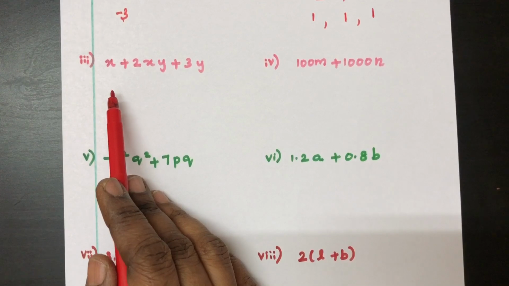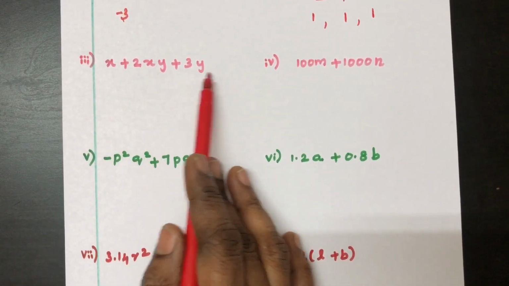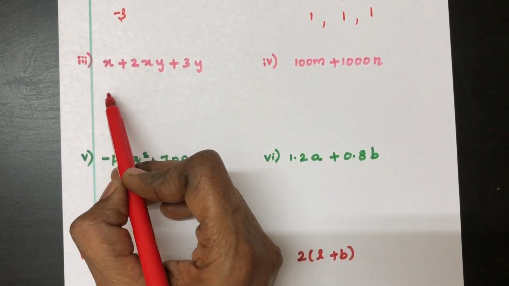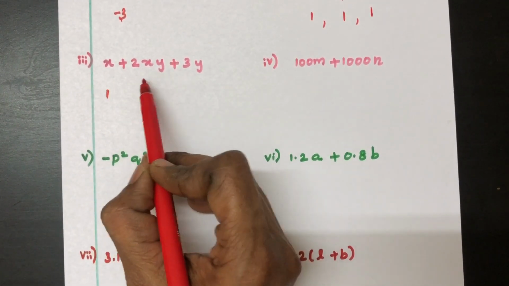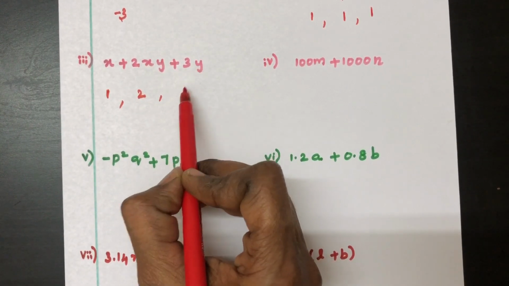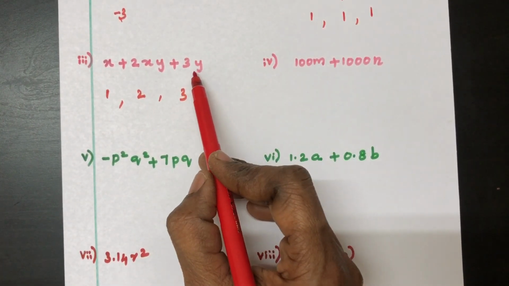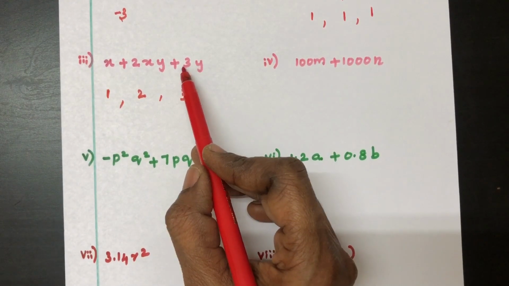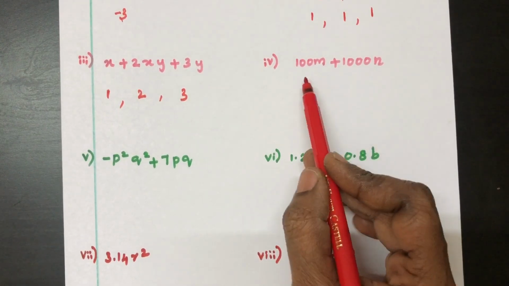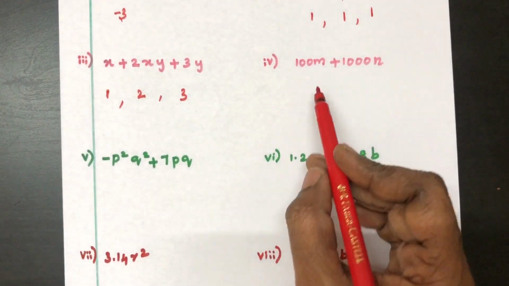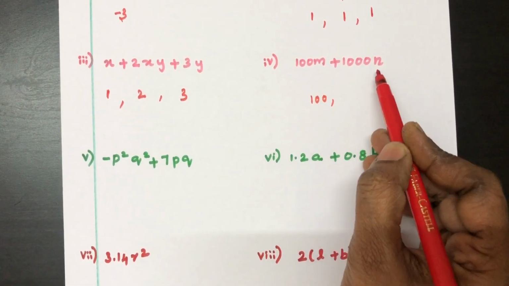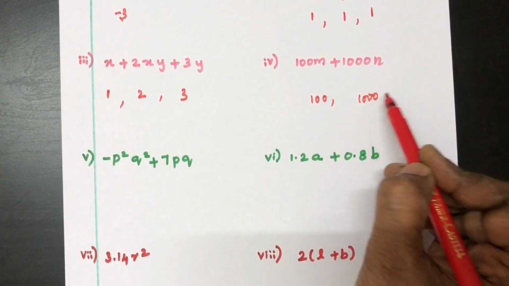Next, x plus 2xy plus 3y. Here no constant is present. All are variable terms. So see here, what is the coefficient of x? It is 1. Coefficient of xy is 2. Coefficient of 3y is 3. That means just eliminate the variable and give the numbers present in the terms. That's all. Here 100m plus 1000n. What are the coefficients here? For the first term 100 is the coefficient. For the second term 1000 is the coefficient.